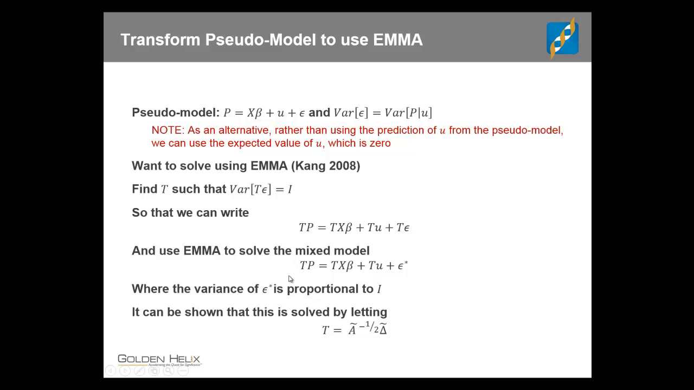And then we can rewrite the formula here, and we can use EMMA to solve the mixed model expressed in this manner. The variance of epsilon star is proportional to the identity matrix, and it can be shown that this is solved by letting T equal the square root of the tentative A matrix times the diagonal matrix of derivatives.